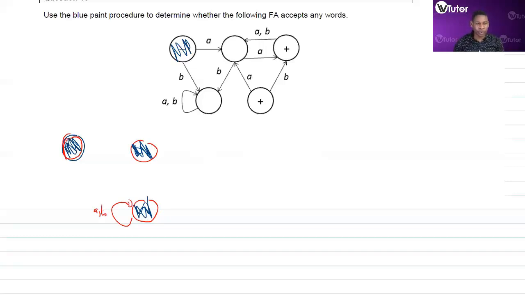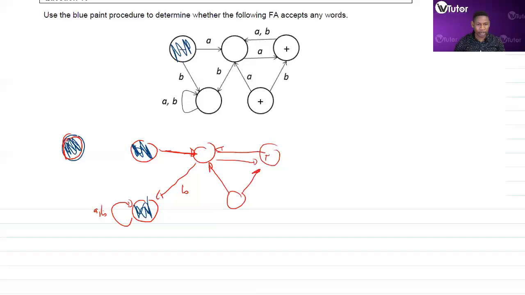Then we can follow all the outgoing transitions as well. From this one, we follow the outgoing transition, which takes us to the next state. This was the second part. Then we also have that, and then we also have b, a, b positive, a or b.